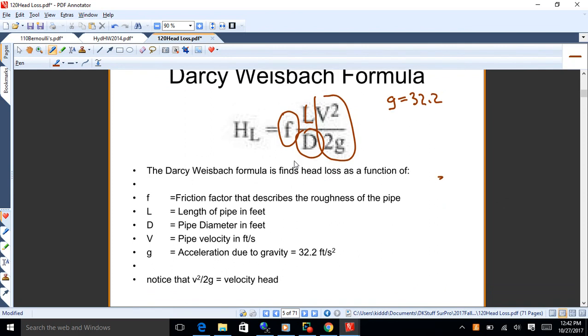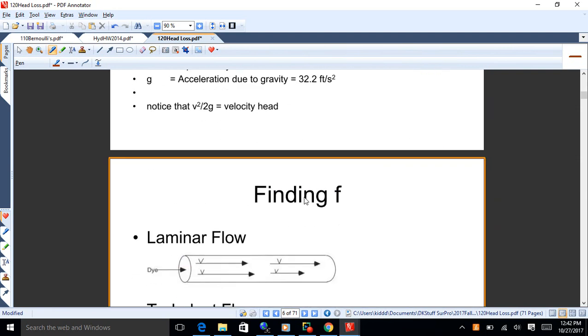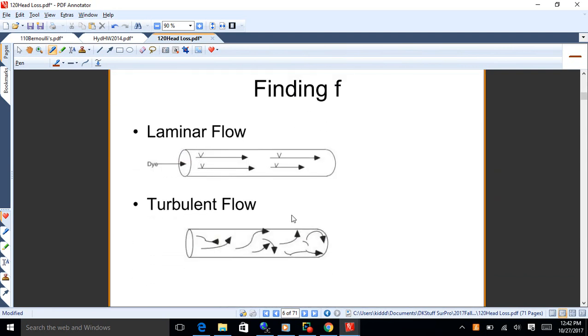So there's the formula. Now the hard thing is to come up with this F. First thing is there's two kinds of flow: laminar and turbulent. Laminar is nice, smooth, easy flow. The water doesn't jump around a lot. Laminar is like flow in a lined channel, like maybe the irrigation channels for Los Angeles or something like that.